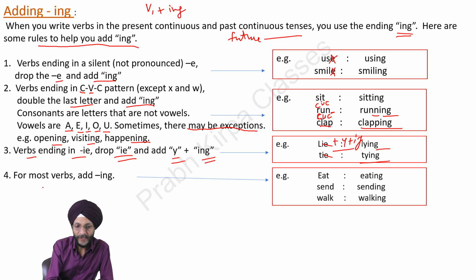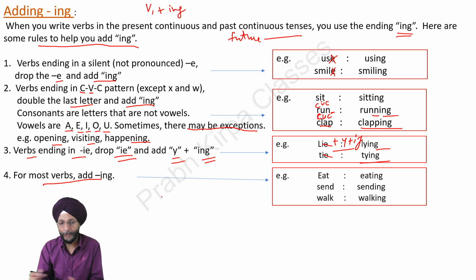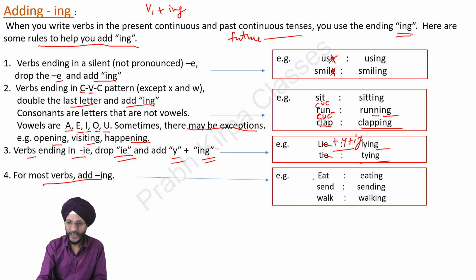However, in the case of most verbs, we simply add ing. Eat becomes eating, no change. Only ing has been added. Send becomes sending, walk becomes walking.